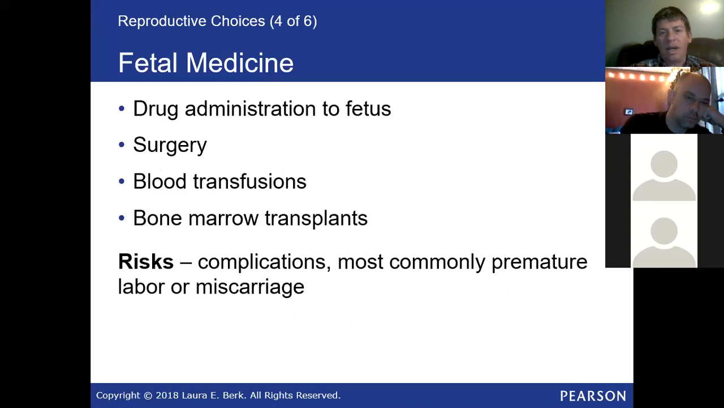Let's see. So in fetal medicine, we can administer drugs directly to the fetus through something that the mother takes, or bypass the mother and go right to the fetus. There's surgery, blood transfusions, bone marrow transplants. Now, these are all in the womb. Of course, the risks are that there are complications, and most commonly, it's going to be premature labor or even miscarriage.